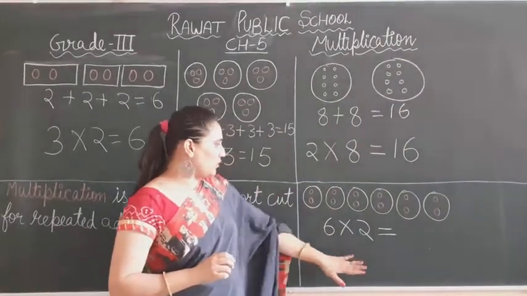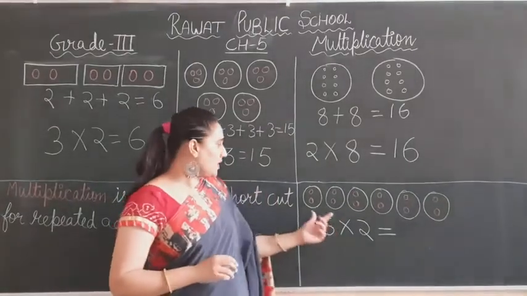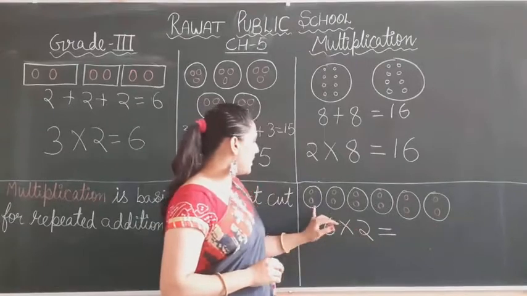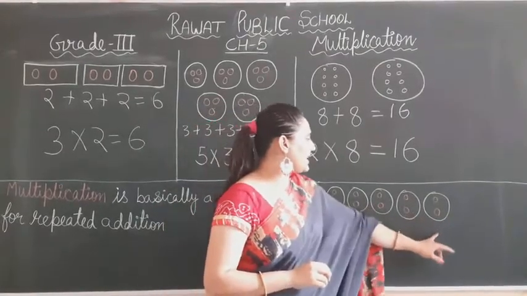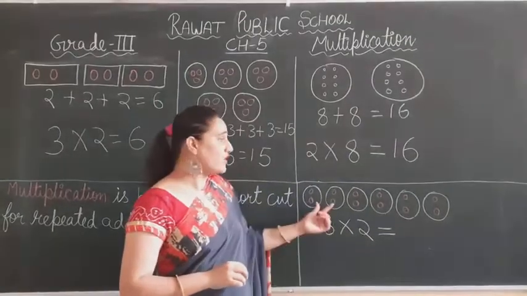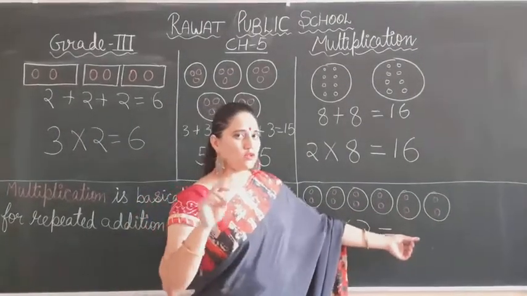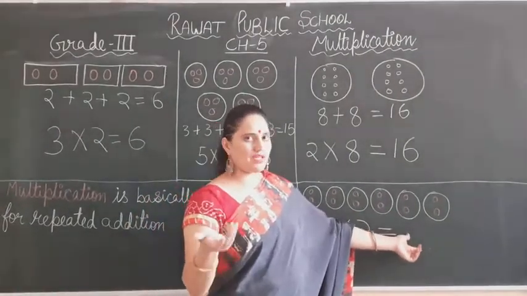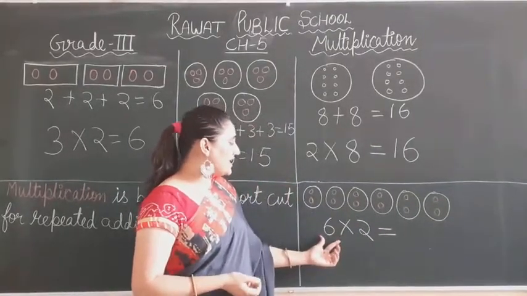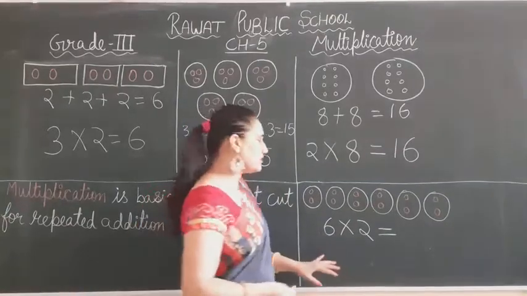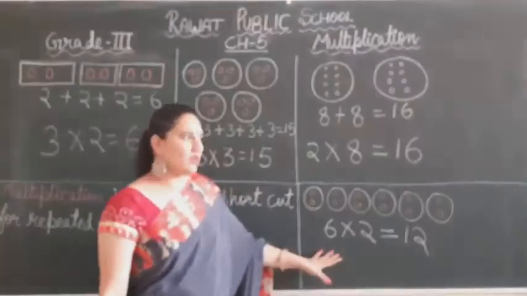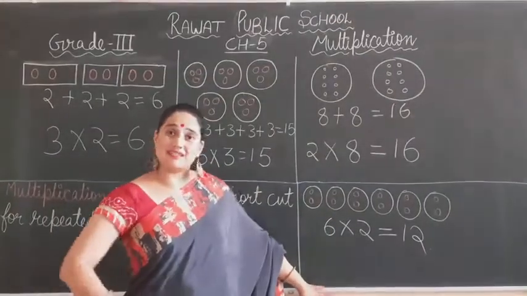Okay? So one more question we are going to do. There are a total of 6 groups, as you can see: 1, 2, 3, 4, 5 and 6. In all 6 groups we have 2 holes, or you can say any object, raspberry or any other thing, in each. So I said 6 times 2, it becomes 12. Now I am going to write its repeated addition.